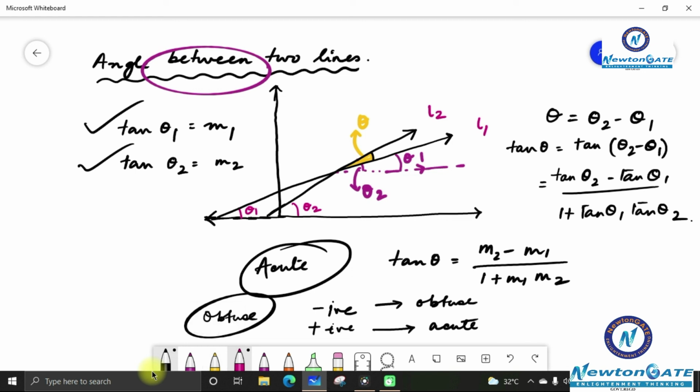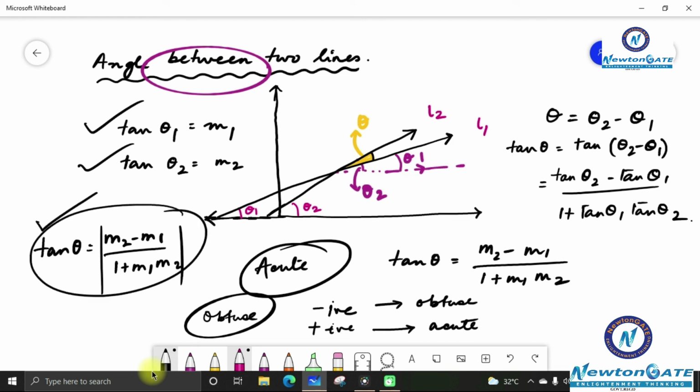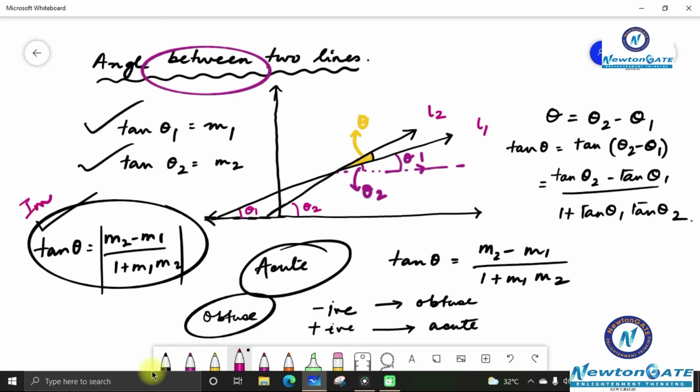So if I combine these two, tan theta is the mod of m2 minus m1 divided by 1 plus m1 m2. This is the angle between the two lines. Again, a very important concept for our Mains and Advanced. Angle between the two lines. So let us quickly do a numerical on this particular theory, and understand how in general we apply this formula. So let's begin.